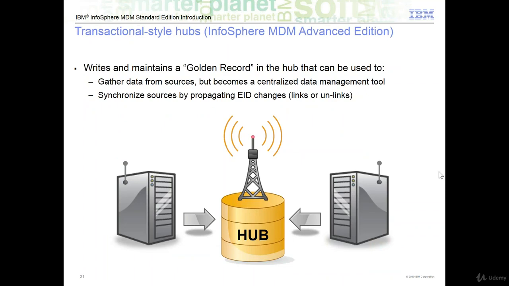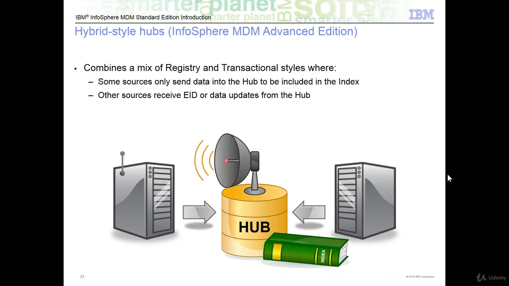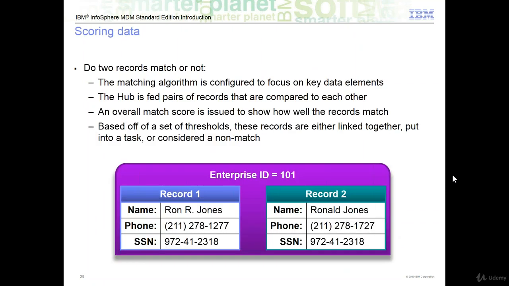Now, for the transactional style hub, it writes and maintains a golden record in the hub that could be used to gather data from sources and synchronize sources by propagating the EID changes. The hybrid style hub combines a mix of registry and transactional, where some of the sources only send data into the hub to be included in the index, and the other sources receive EID or data updates from the hub.